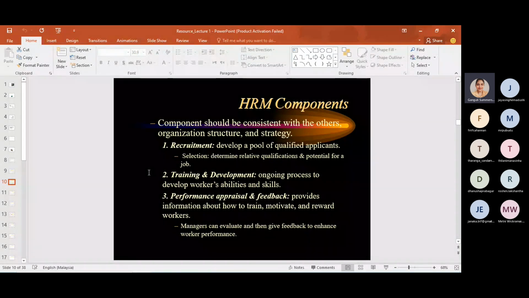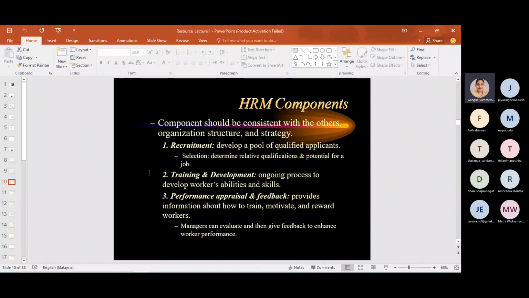Performance appraisal and feedback provides you information about how to train, motivate, and reward workers. In performance appraisal, what basically happens is your managers will evaluate your performance and they will give you feedback. They will tell you what are the things that you are doing well and what are the things that you need to improve. So they give their feedback. That is how performance appraisals work.